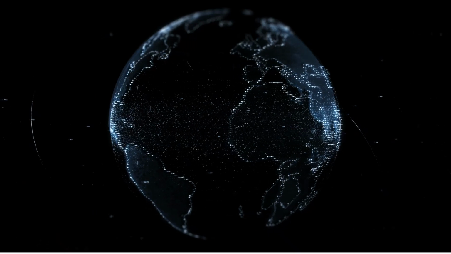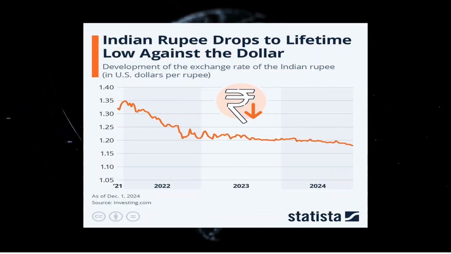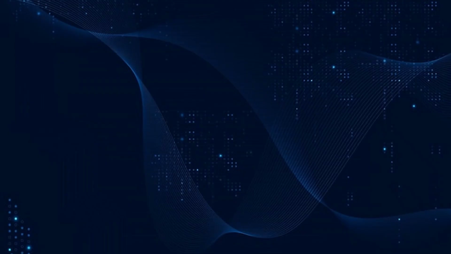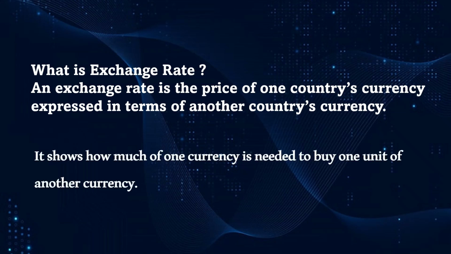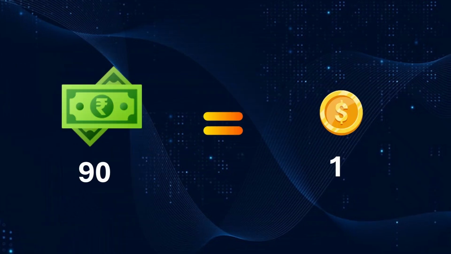Simply put, it means the rupee is losing its value. But why is the rupee losing its value? To understand that, we first need to understand what an exchange rate is. An exchange rate is the price of one country's currency in terms of another country's currency. It tells us how much of one currency is needed to buy one unit of another currency. For example, if you need 90 rupees to buy 1 US dollar, then the exchange rate is 90 rupees per dollar.